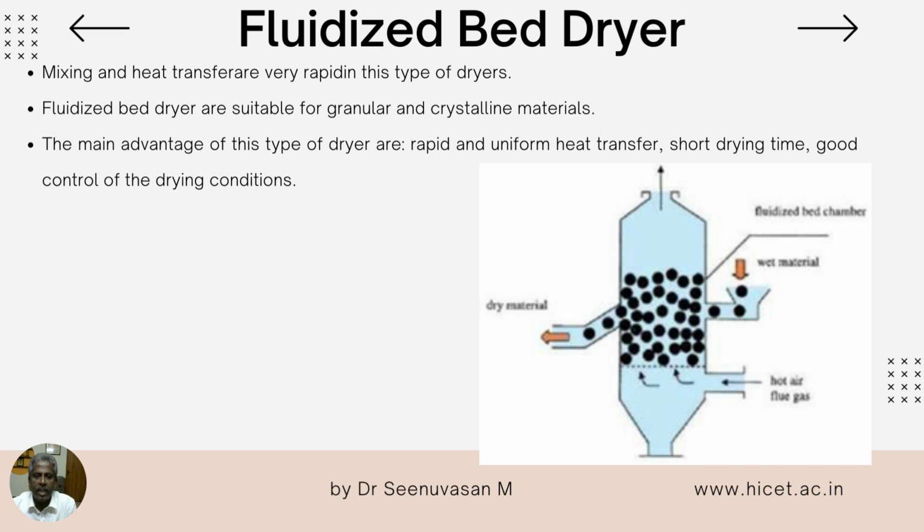In this type of dryer, the drying gas is passed through the bed of solids at a velocity sufficient to keep the bed in the fluidized state. It is very important. By controlling the velocity alone, we can fluidize the material which is packed in the fluidized bed. Mixing and heat transfer are very rapid in these types of dryers. The dryer can be operated in batch or continuous mode. Fluidized bed dryers are suitable for granular and crystalline materials.